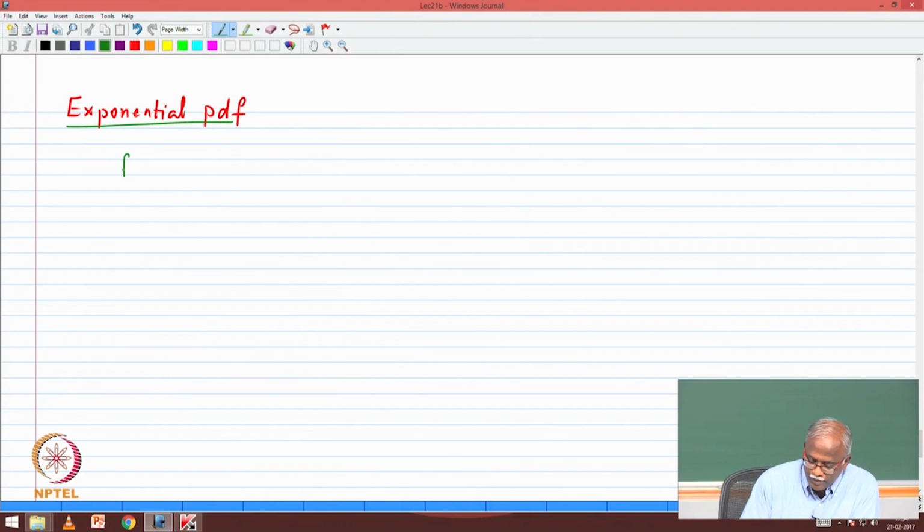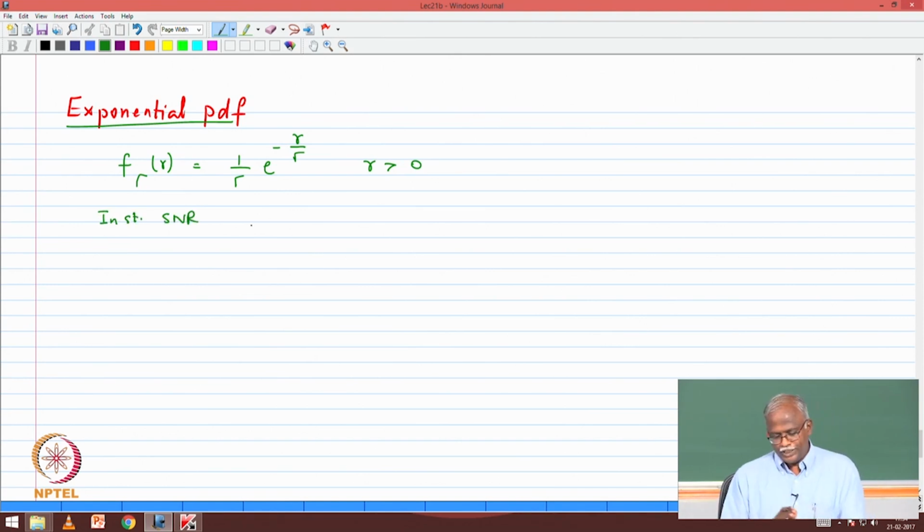So the probability distribution of gamma is 1 by gamma e power minus gamma by gamma. This is the exponential PDF that describes the instantaneous SNR. Instantaneous SNR is the exponential PDF, and this is a very useful expression for us to keep in mind, where this uppercase gamma is expected value of gamma. Okay, so it's a very compact form. It's something that we will use quite extensively in our discussions.